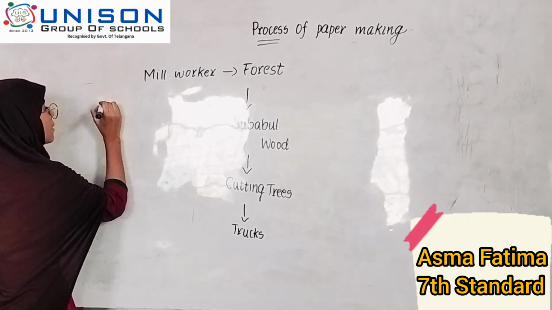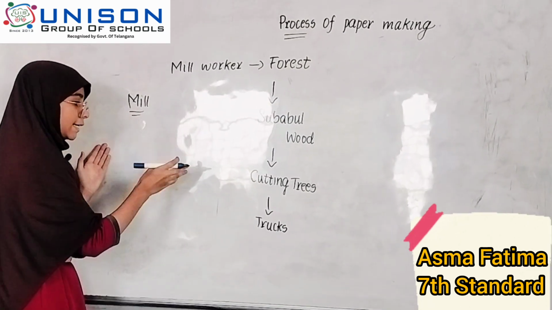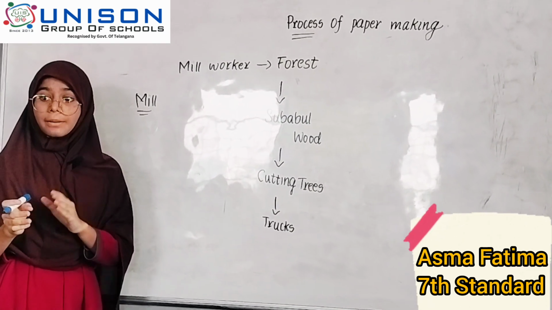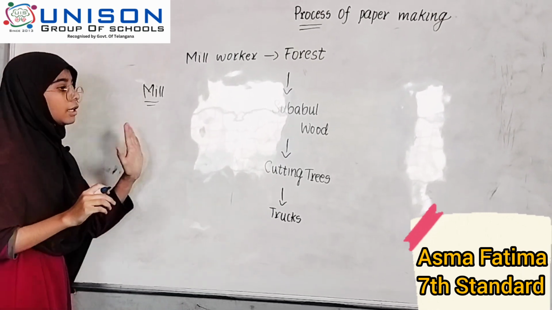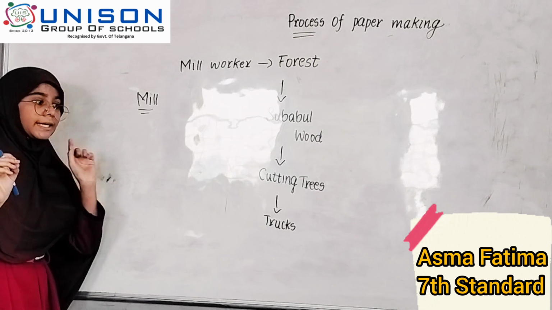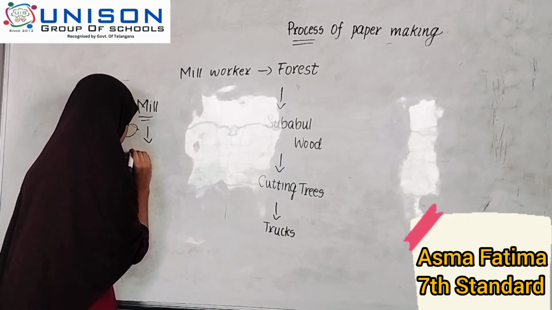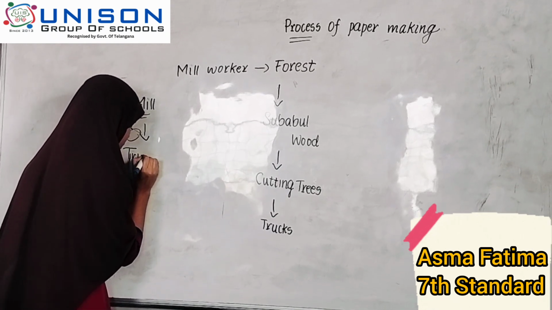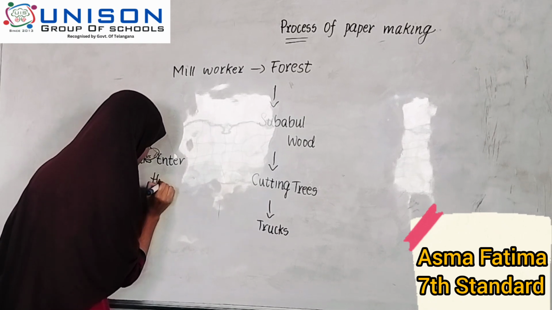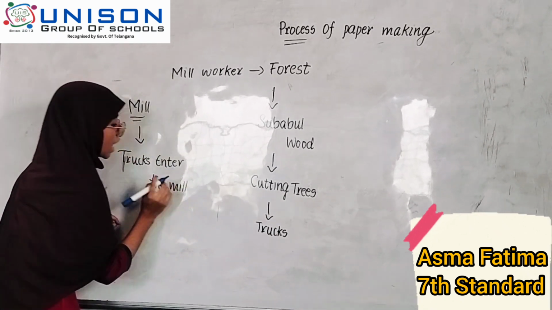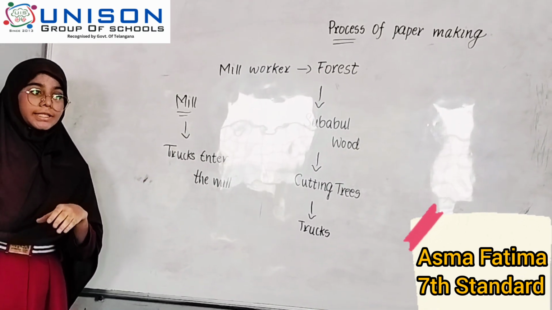Once they come to the mill, first, only the workers who brought the cut pieces of the trees are allowed to enter the mill, because other people are not allowed. Some people are appointed to do this process, so only they are allowed to enter the mill. First, the trucks enter the mill. After they enter the mill, the trucks are unloaded, which means one truck is taken into the mill.